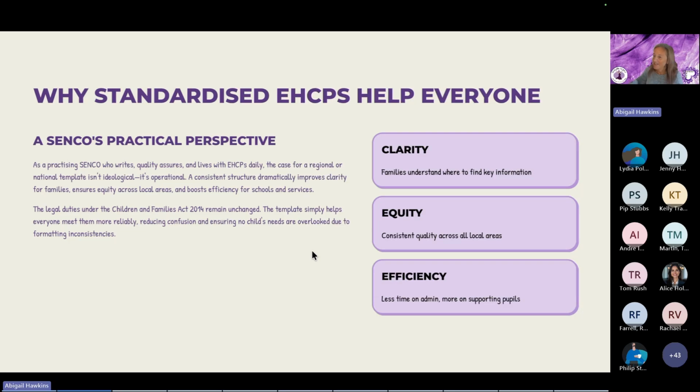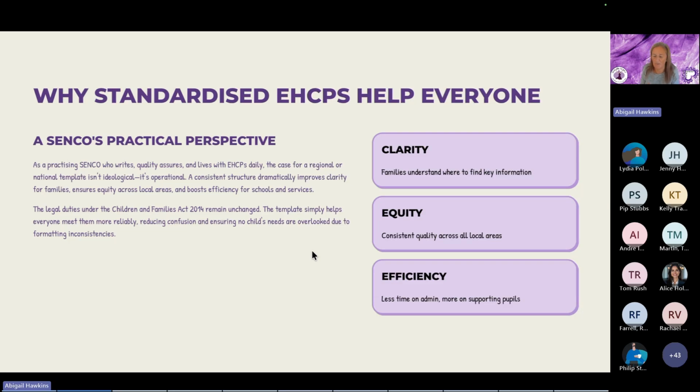Equity sitting in there because we've got that consistent quality across local areas. I say I sit on the board of 6 local authorities. I've got one where I might as well write the EHCP on the back of a napkin, and probably a soggy napkin at that. And I've got others where it is so amazingly written, but it's about 380 pages long and I can't find my way through it, or it is a bit too detailed, is probably where I'm going there. And then that efficiency, because I want to spend less time on admin.